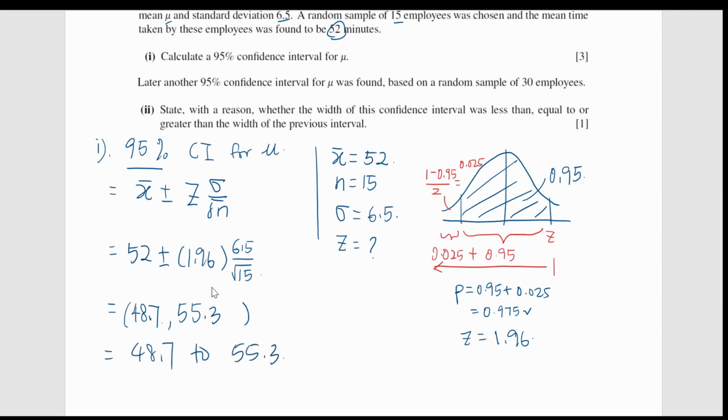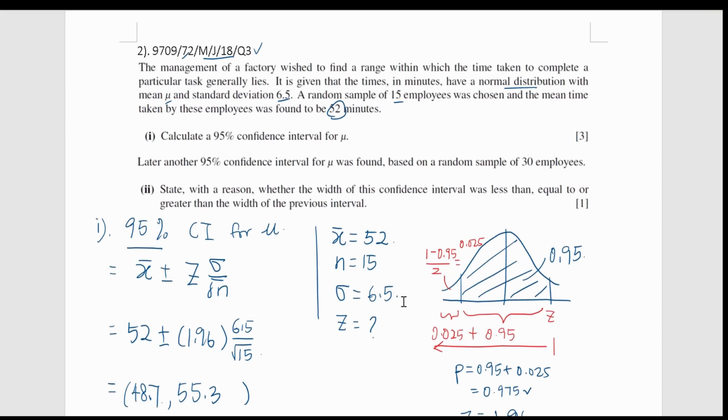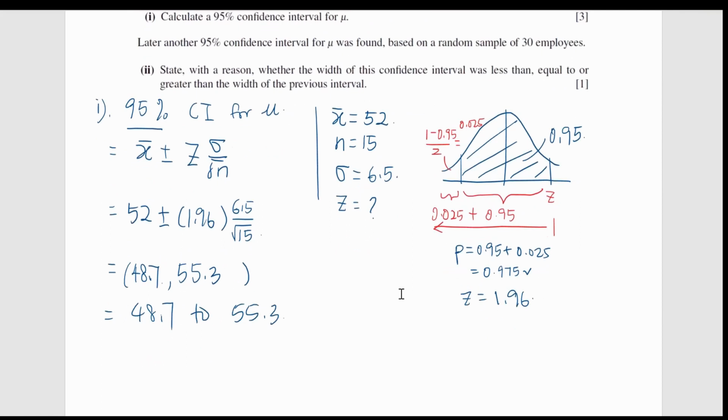55.3. So that is the confidence interval, the times in minutes, which is the mean time that the employees take to complete a particular task. Okay, we have 95% confidence that the mean time taken by the employees to complete a particular task would lie in between 48.7 minutes to 55.3 minutes. Okay.